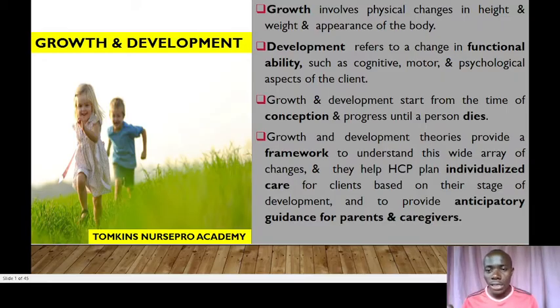So that means what, guys? We have to give it some time. Okay. So in this topic, we are going to simplify these concepts related to growth and development. So welcome and let's do it together.